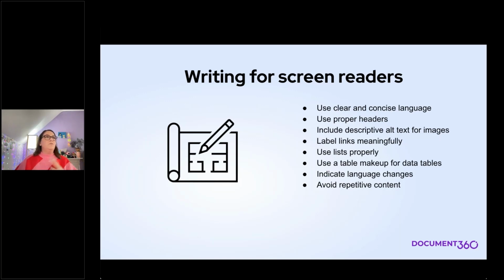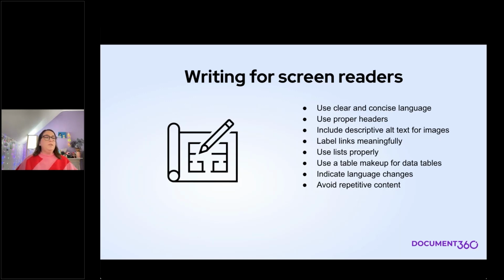And then lastly, avoid repetitive content. Minimize the use of repetitive content such as lengthy navigation menus on each page, or if repetitive content is necessary, provide a skip link to allow users to bypass it and go to the next content.